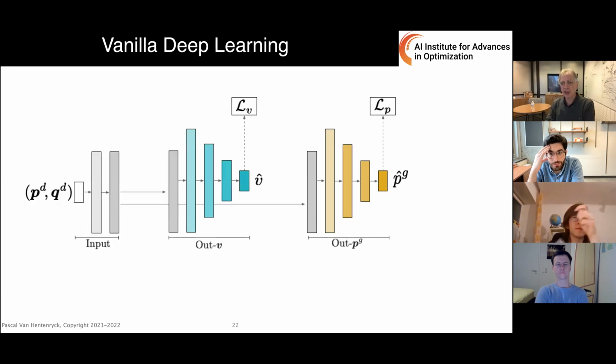And so you can start with a vanilla deep learning system. And once again, this is something that I will show you. This is a common topic in this talk. You will see that we are trying to adapt the machine learning algorithm to the structure of the problem that we are solving. And here we are predicting the voltage magnitude and the real power.